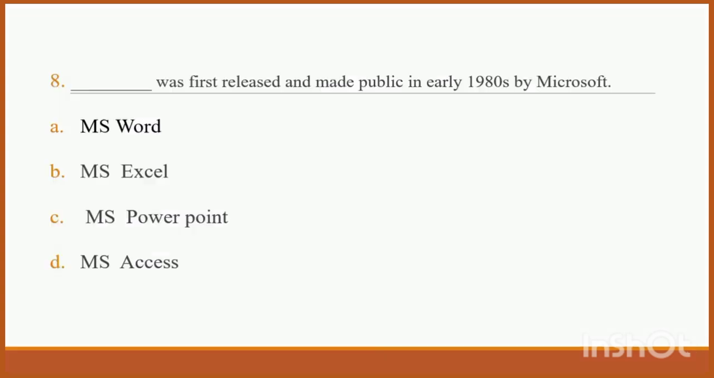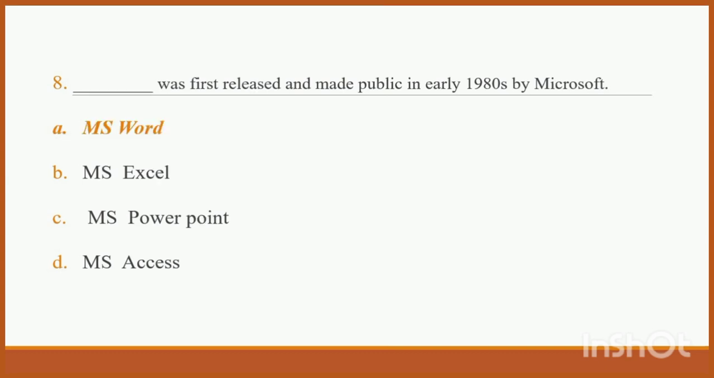Question 8. Was first released and made public in early 1980s by Microsoft. Option A, MS Word; option B, MS Excel; option C, MS PowerPoint; option D, MS Access. MS Word was first released and made public in early 1980s by Microsoft. Right answer A, MS Word.